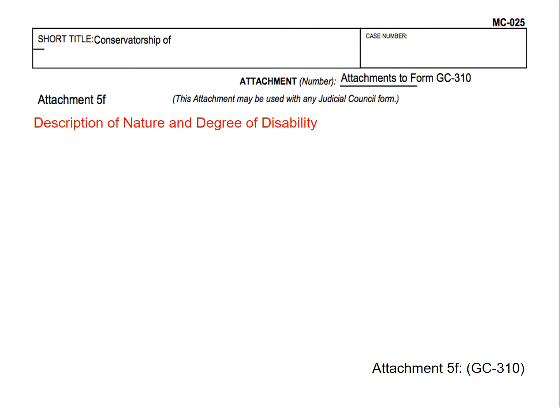Attachment 5F is where you will write the nature and degree of the conservatee's disability. This only has to be a short paragraph describing their disability and how that impacts their ability to perform daily tasks. On a different confidential form, you will be able to list more specifics. This is more of a general statement.